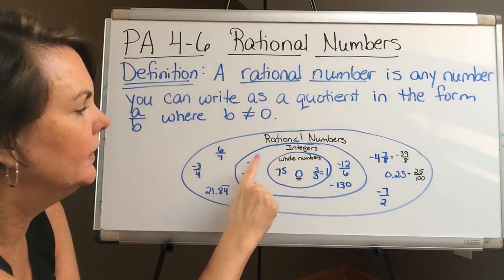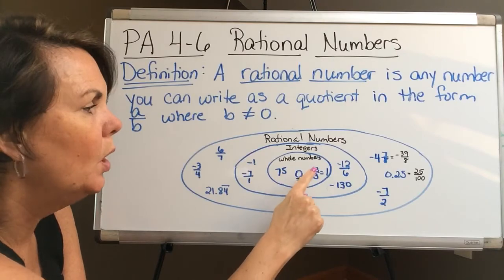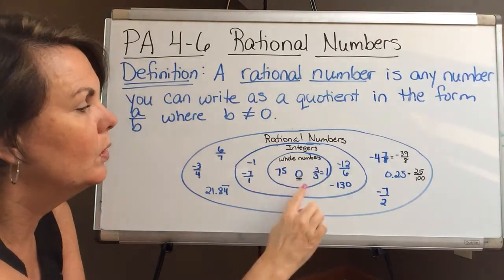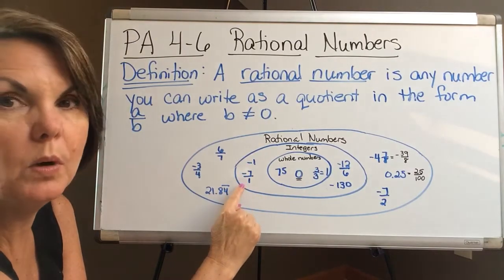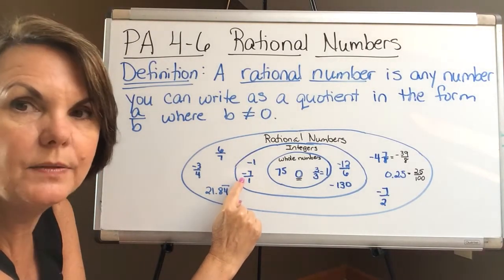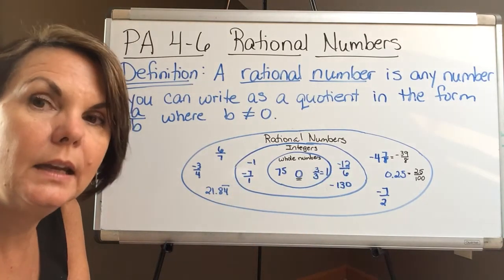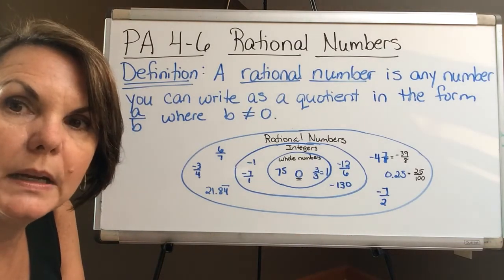So let's take a look here at an integer. Well, first, a whole number, 75, that's an example. 3 over 3 is 1. Okay, these are all my positive numbers and 0. -7 divided by 1 is -7. Integer. -12 divided by 6 is -2. Integer. And -130. Those are my negative numbers.